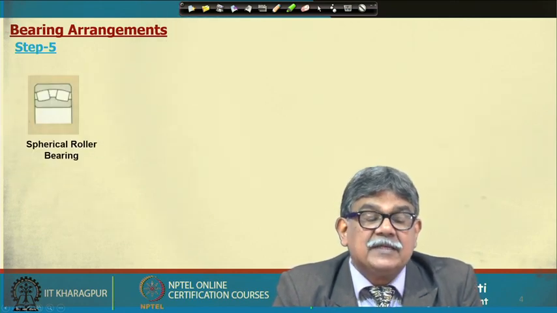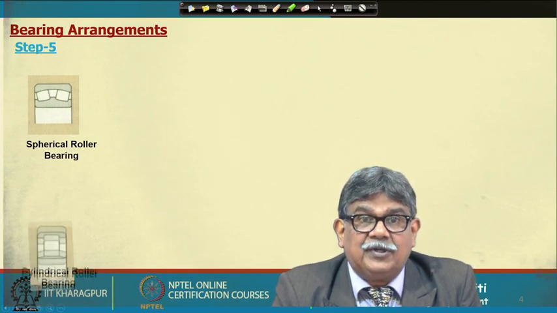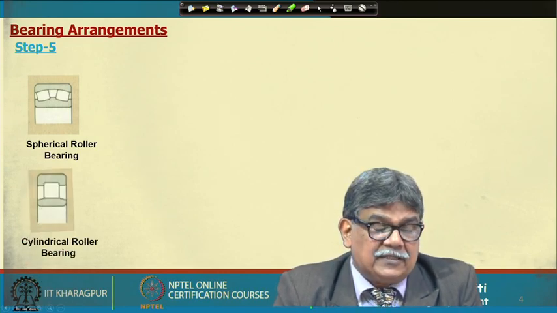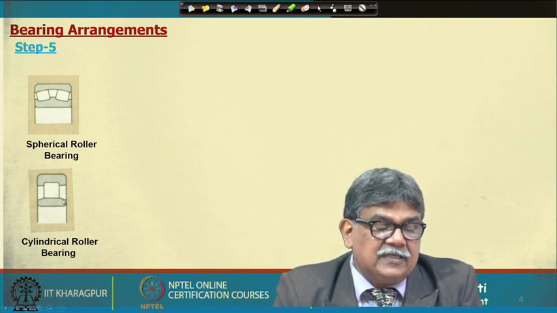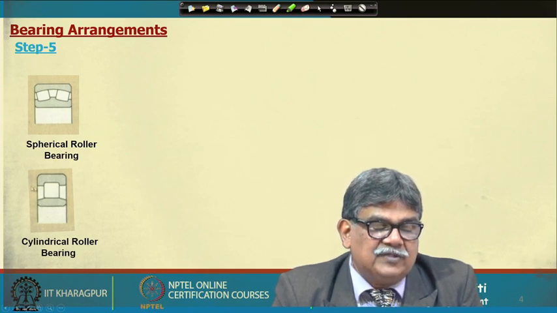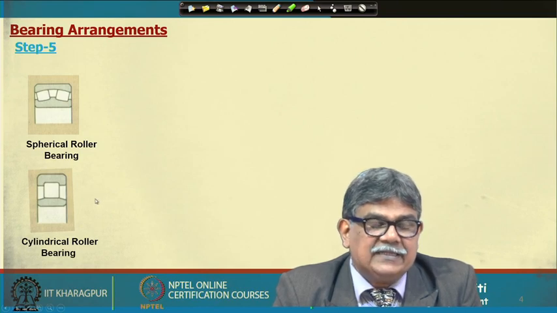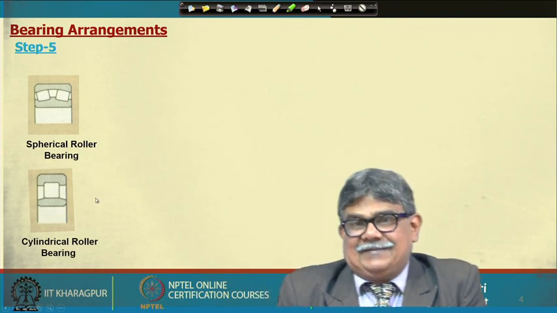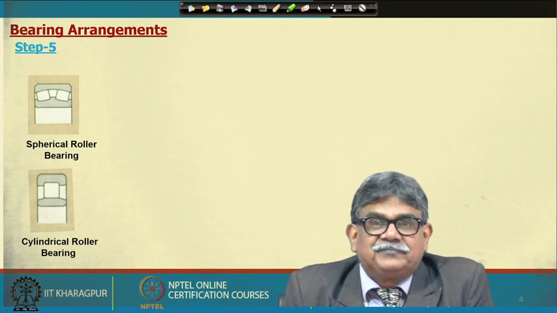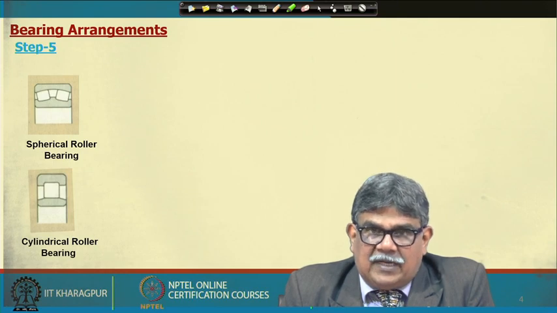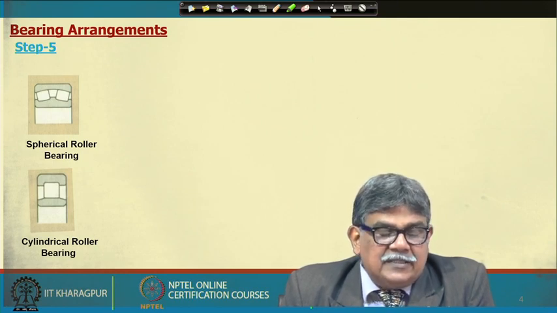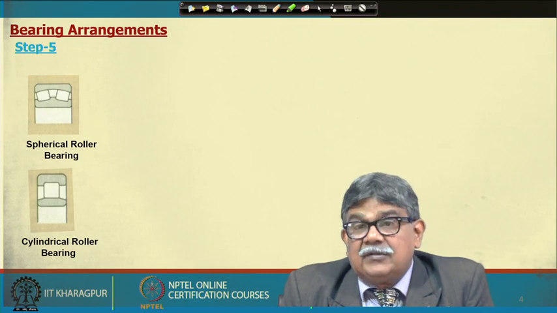Now, here a spherical roller bearing is shown and at the bottom is the cylindrical roller bearing. In the cylindrical roller bearing, usually the inner race is kept free, that means it can move this way or that way. It cannot take any axial load. Taper roller bearing can take axial load and radial load. Spherical roller bearing also can take axial load and radial load, but cylindrical roller bearing cannot take the axial load.